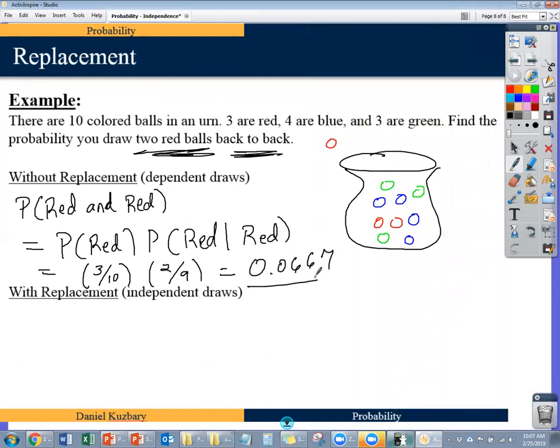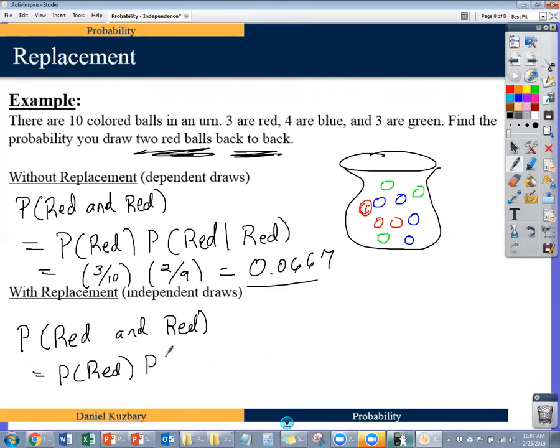0.0667. So that's my chance of drawing a red ball and then drawing another red ball with the red ball already not being replaced. So now let me put the red ball back. And now I'm going to do the same thing, drawing with replacement this time. So if I want to get a red and a red, that's going to be the probability that I draw a red times the probability that I draw a red, given that I just drew a red, and put it back. So you'll see this is not really a conditional probability after all, because I'm putting the red ball back.